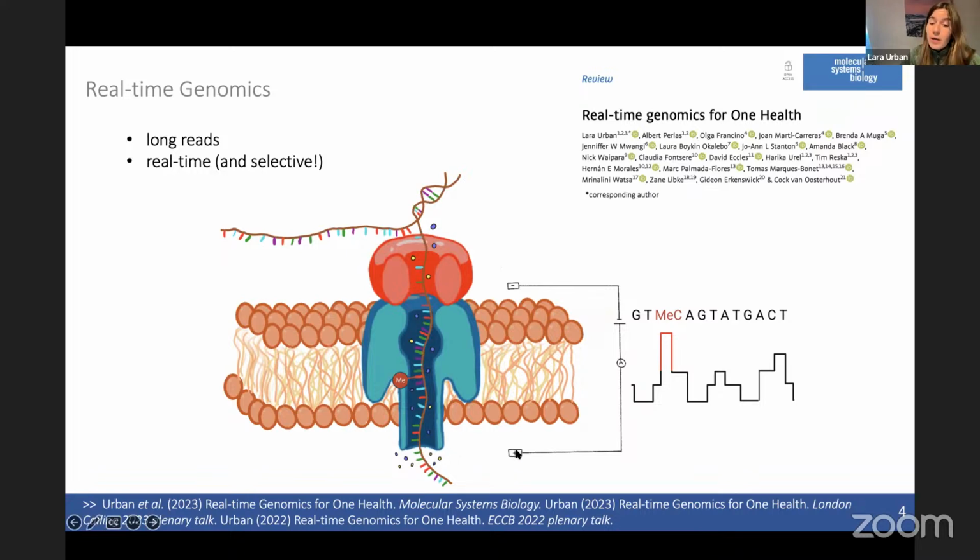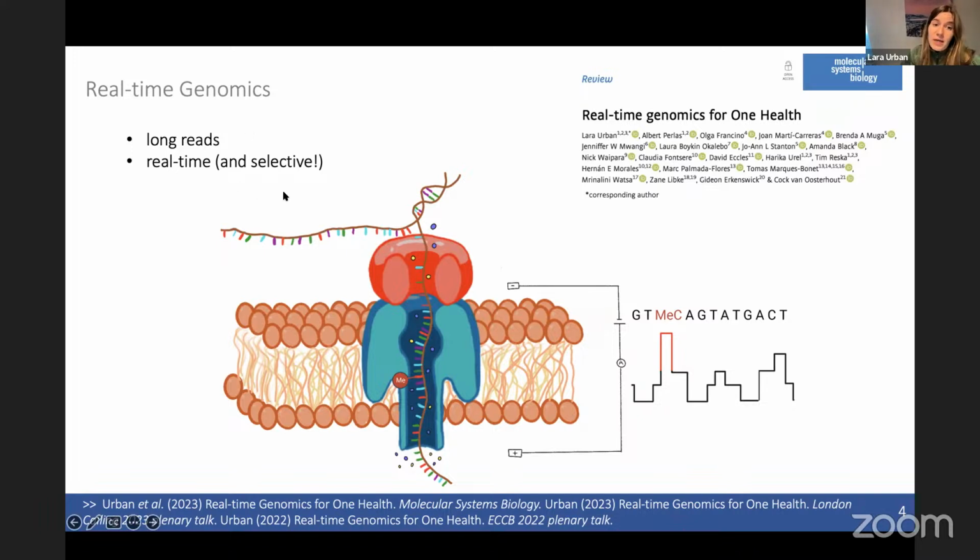Further, we can create data, as the name already says, in real time, because at the very moment that this ionic current is being disrupted, we can base call it into the original DNA sequence using powerful AI models that we can implement on really powerful and fast GPUs. This means that our time to result is getting really, really short.